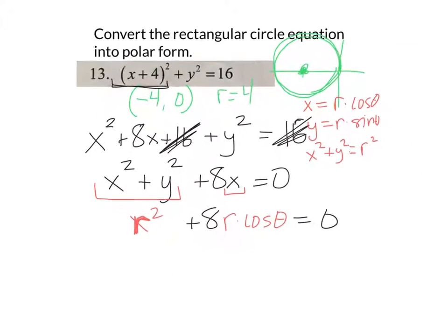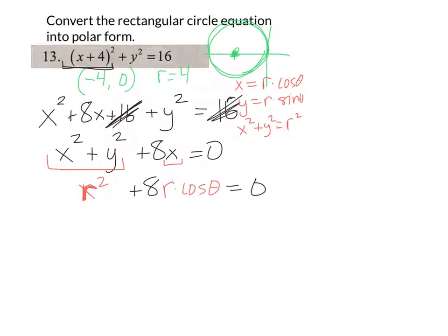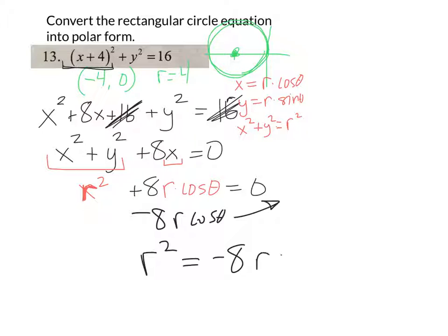Okay, so now we have no more x's and y's in it. We have a strictly polar equation, which you might not recognize as being a circle yet, so let's do a little bit of manipulation. We're going to subtract this from both sides, bringing it over here. So r squared equals -8r cosine of theta.